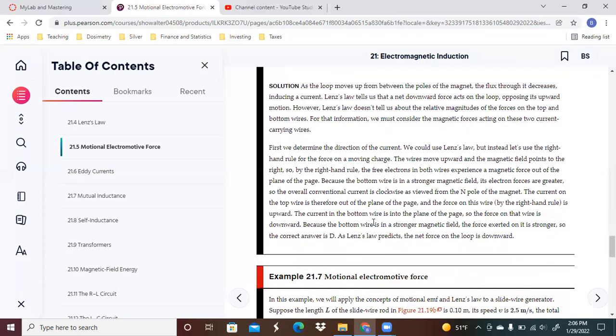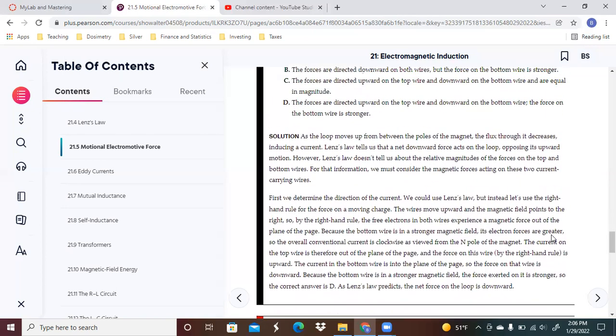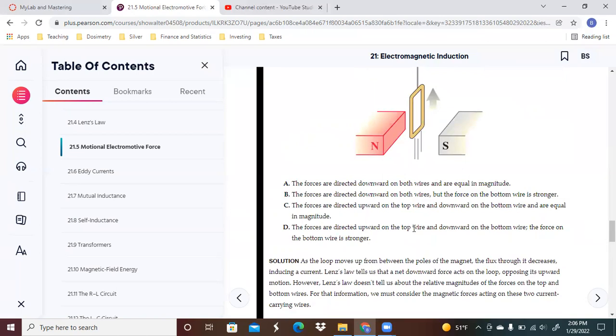The current in the top wire is therefore out of the plane of the page, and the force on the wire is upward. The current in the bottom wire is into the plane of the page, so the force on that wire is downward. Because the bottom wire is in a stronger magnetic field, the force exerted on it is stronger, so the correct answer is D. The forces are directed upwards on the top wire and downwards on the bottom wire, and the force on the bottom wire is going to be stronger.